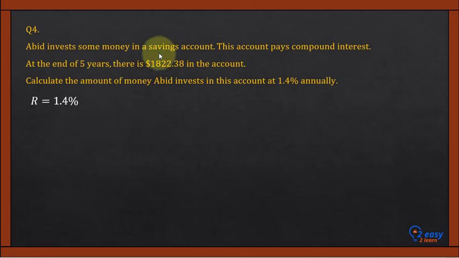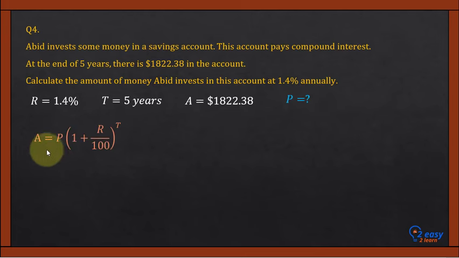First, we need to extract the information from this question. So R is 1.4% and T is 5 years. Now here in this question, the total amount at the end of 5 years is given, which is $1,822.38, and we have to calculate the actual amount, the actual investment, which is P. So we have to calculate P.